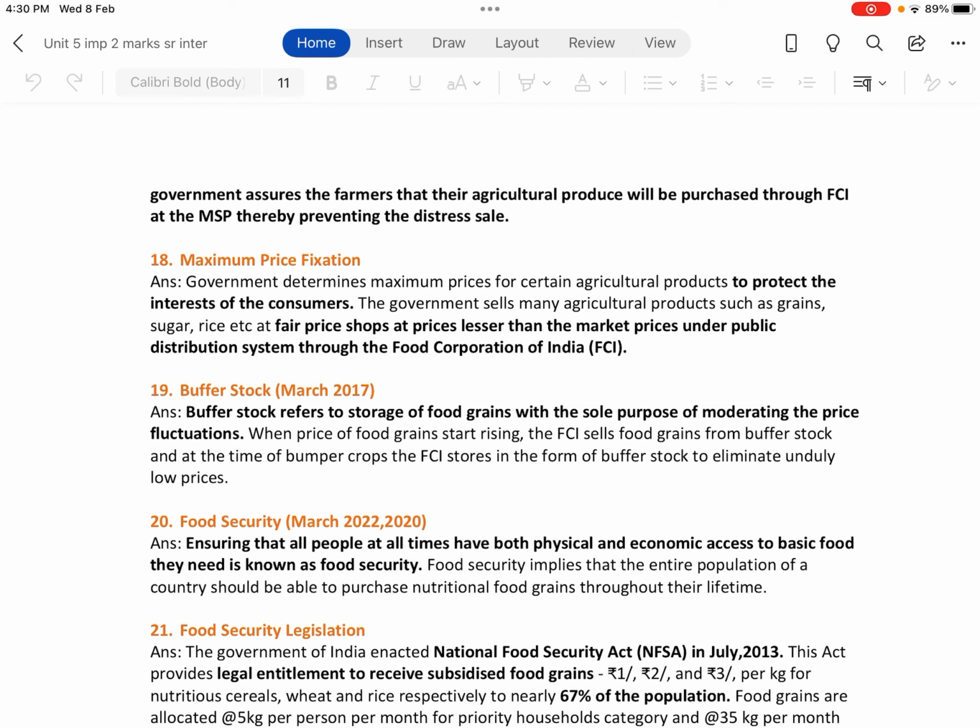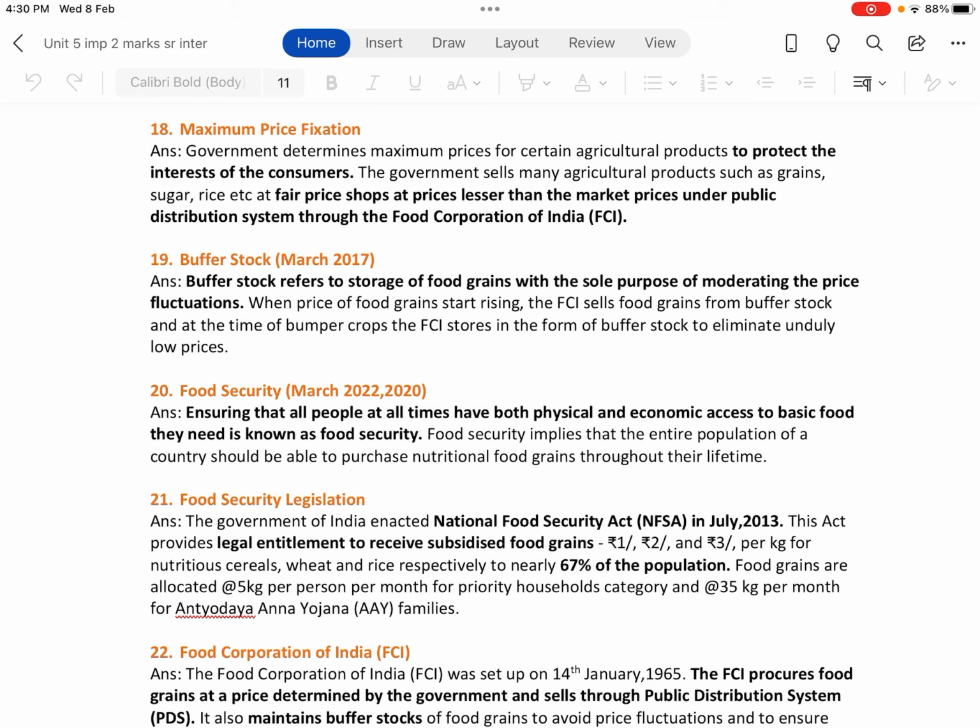Then 19th question, buffer stock. So this question was asked in March 2017 board paper. Answer, buffer stock refers to storage of food grains with the sole purpose of moderating the price fluctuation. See what is happening, as soon as the harvest is over, the supply will be more. At that time, the price will be less. And then suppose if there are climatic changes and if there is no monsoon, no rainfall, then there will be shortage of agricultural commodities. At that time, the price will be very high. So there will be too much of price fluctuations.